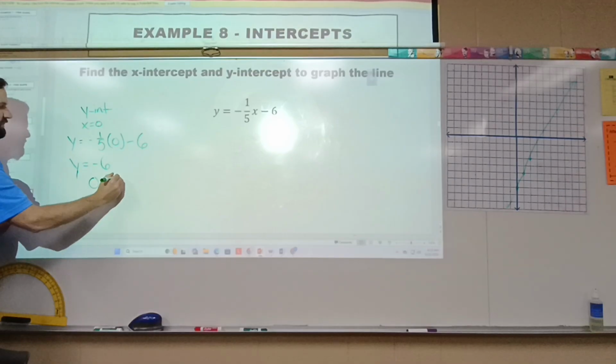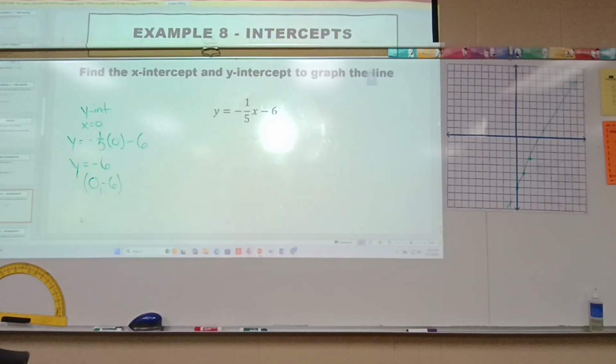So the point 0, negative 6 is my y-intercept. The 0 came from x is 0. I solve for my y. Okay?